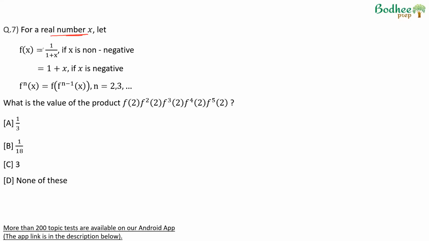For a real number x, f of x is defined such that it is 1 by 1 plus x if x is non-negative, that is 0 or positive, and 1 plus x if x is negative. Also, iteratively, f of f n times x is equal to f of n minus 1 times x. N can be 2, 3, 4, and so on. What is the value of f2? Now, since 2 is positive, f of 2 will be 1 upon 1 plus 2, which is 1 by 3, which is a positive number.